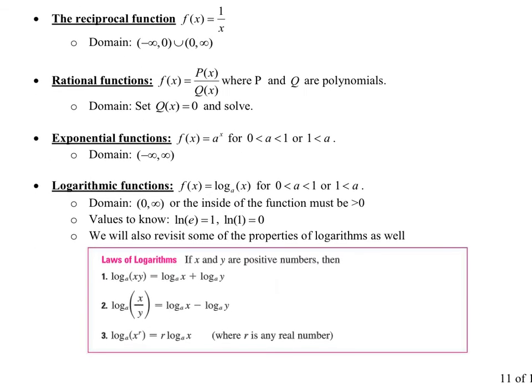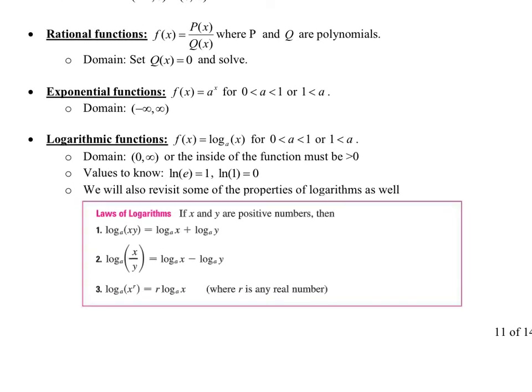And I also need you to know some of the logarithmic properties, because when we find derivatives this semester, using these logarithmic properties can take a very difficult problem and make it much, much simpler. So the logarithmic properties are, if there's multiplication on the inside, it separates to addition on the outside. If there's division on the inside, it separates to subtraction on the outside.